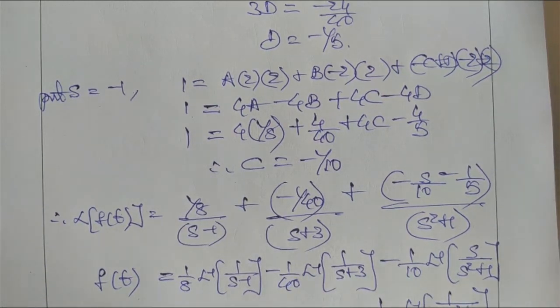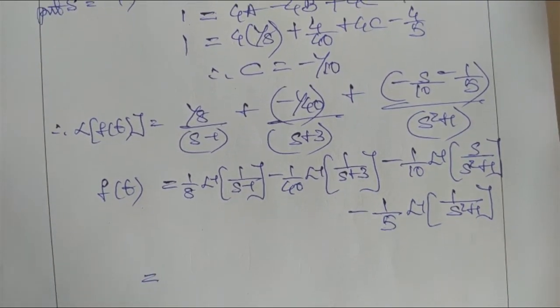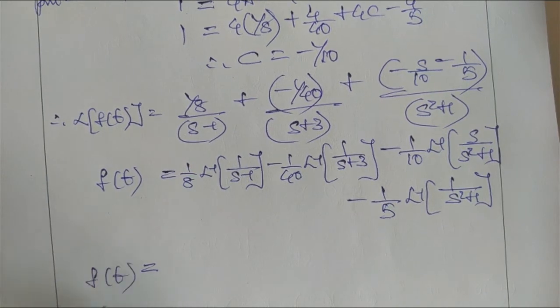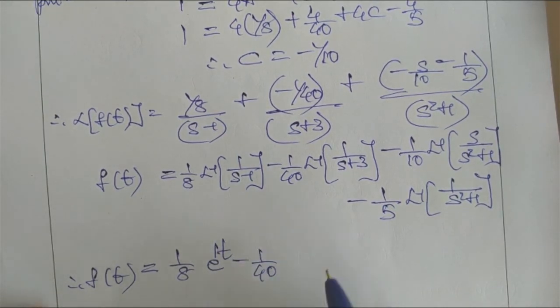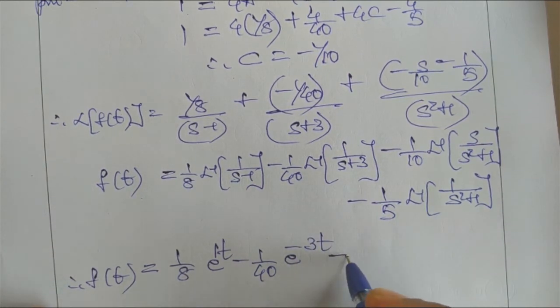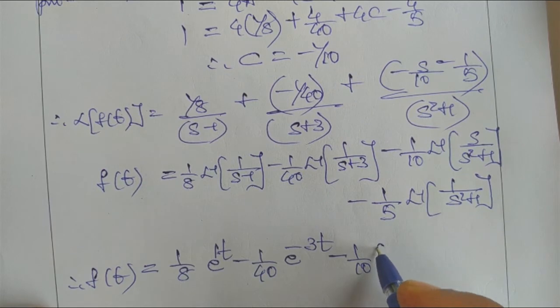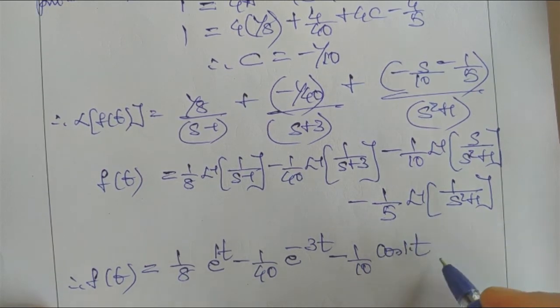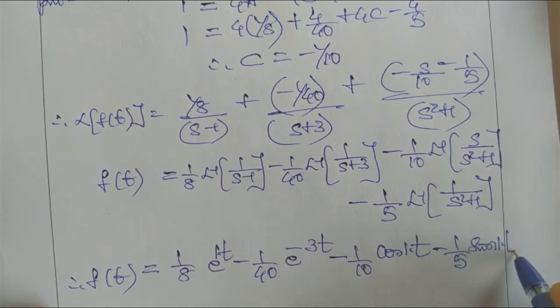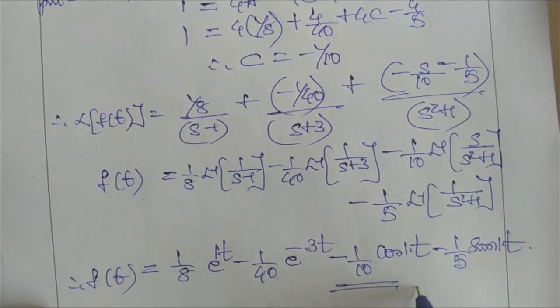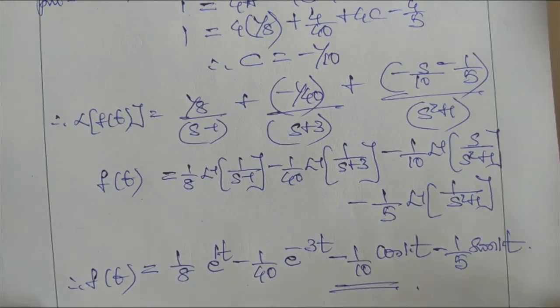Now we get f(t) is equal to 1 by 8 e^t, minus 1 by 40 e^(−3t), minus 1 by 10 cos t, minus 1 by 5 sin t. This is your answer.